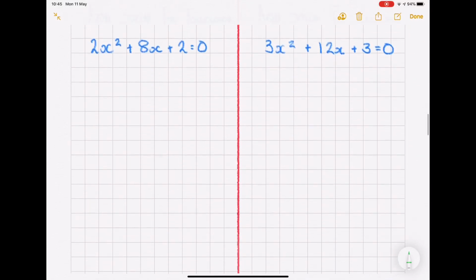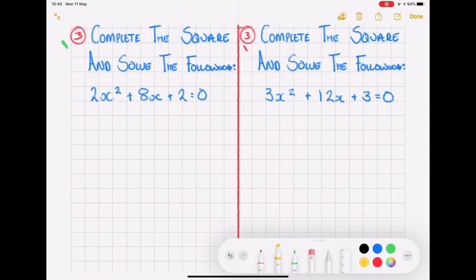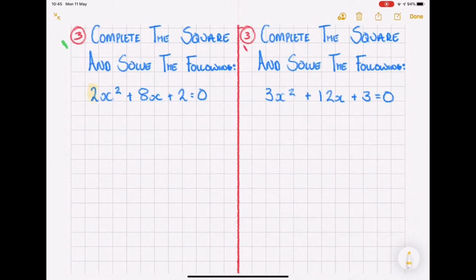Okay, let's have a look at this third and final example. Complete the square and solve the following: 2x squared plus 8x plus 2. Something different about this is that it has a 2 as a coefficient in front of it. The first thing I'm going to do is get rid of that 2, because I like x squared. I don't want anything in front of it. The way I do that is I factorise 2 out of everything in that equation.